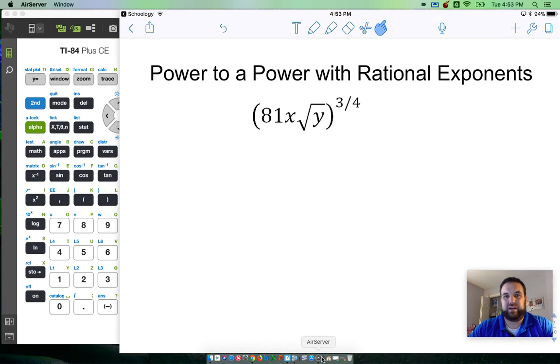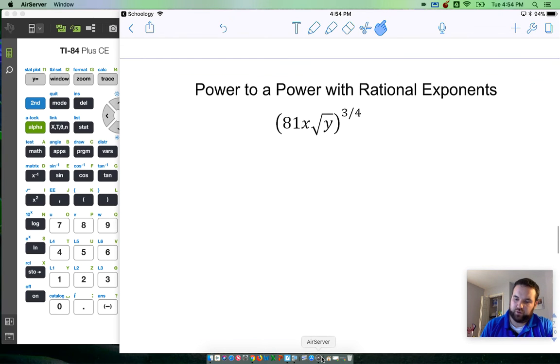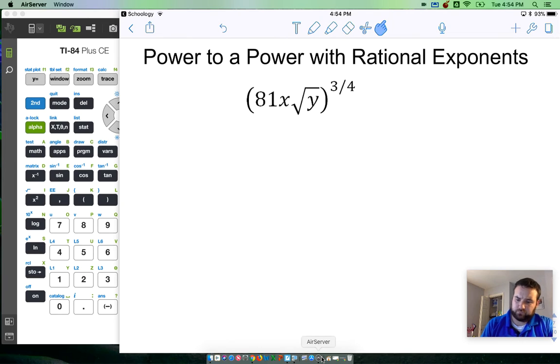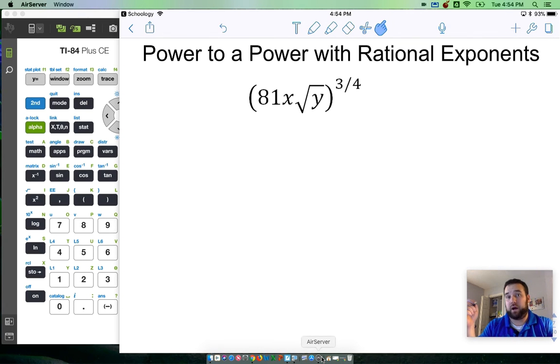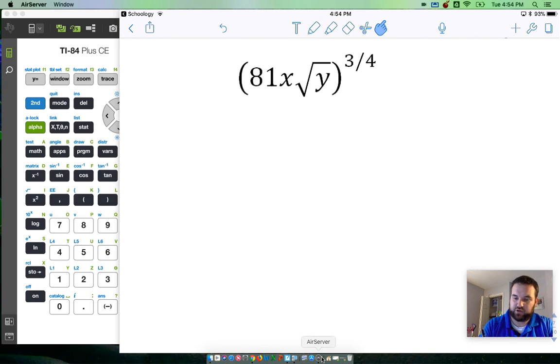Again, now we're just going to get into a couple more examples. I think there's only 2 left. Yeah, only 2 more that we're going to look at. How do I do power to a power, which is something we have already done in section 6.0? But what do I do now if the exponent's a fraction?